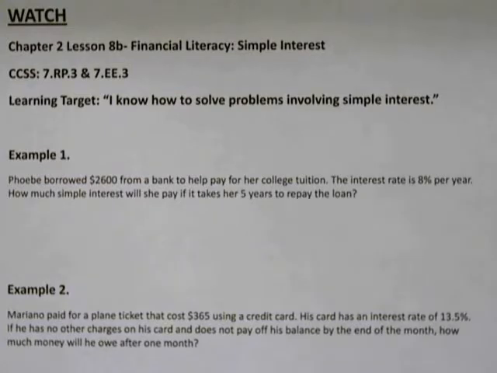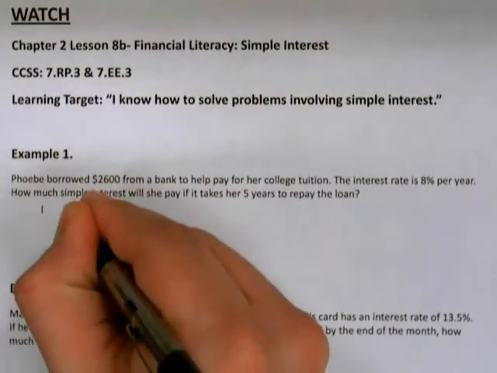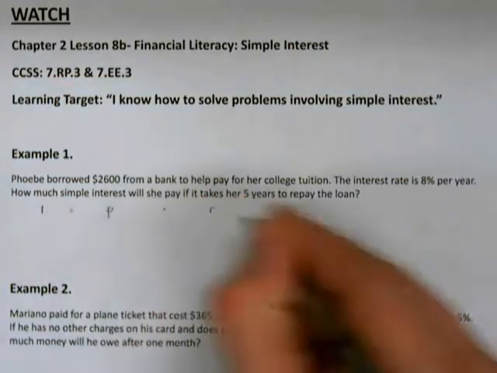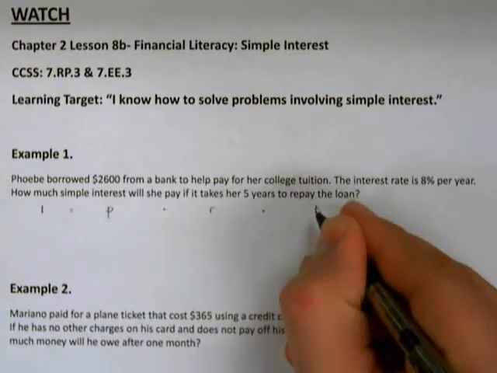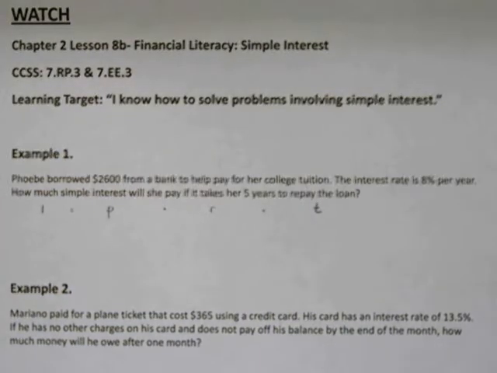Example 1: Phoebe borrowed $2,600 from a bank to help pay for her college tuition. The interest rate is 8% per year. How much simple interest will she pay if it takes her 5 years to repay the loan? We're just trying to look at this again in another way. Remember the formula, I equals P times R times T, and I'm trying to space this out so we can fill in the missing pieces. That might be a good way to do that as well.